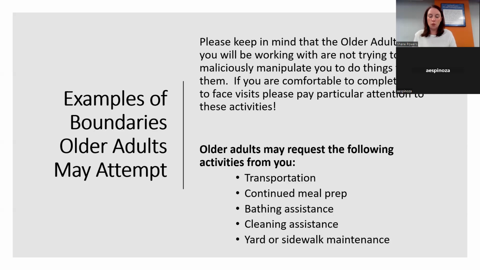The next situation this will happen is once, as just previously discussed, that trusted relationship has been set up and they feel comfortable asking you to now do these activities that are crossing that boundary and that line. So we typically see in our work with vulnerable populations the following requests made: transportation, large or continued meal prep, bathing assistance, cleaning assistance, yard or sidewalk maintenance. Many of these can be considered a gray area when working with older adults.